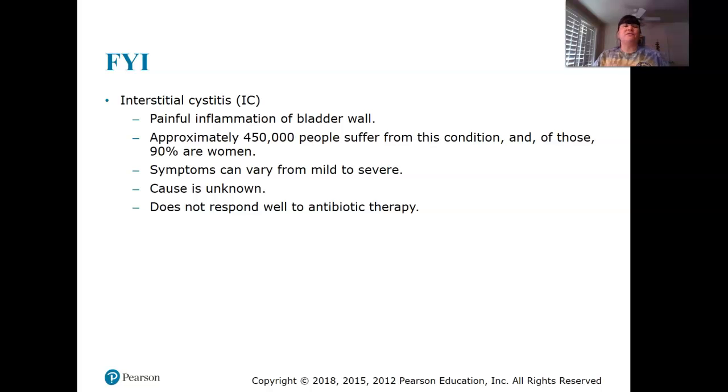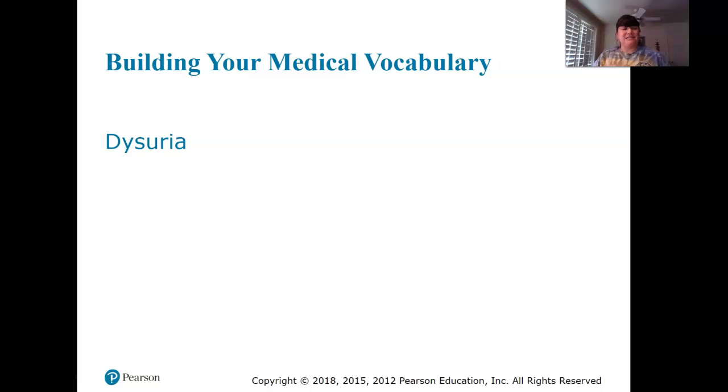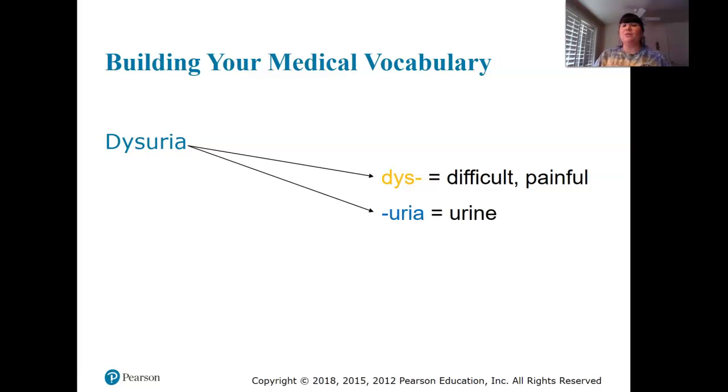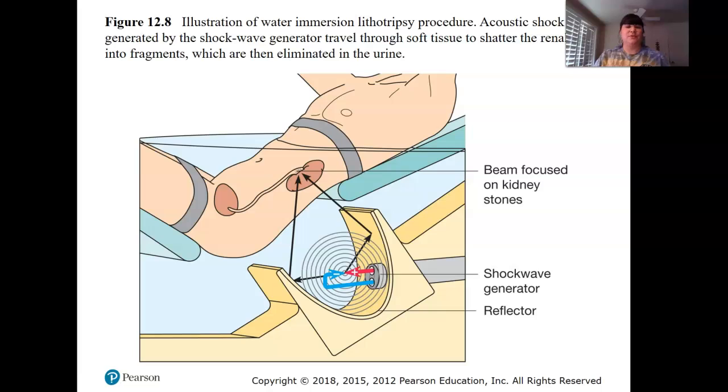Interstitial cystitis, painful inflammation of the bladder, okay? About 450,000 people suffer from this. 90% are women. Symptoms can be varied. Causes unknown. Does not respond well to antibiotic therapy. So that's not very good. Dys, what do you think that means? Is it happening or not happening? Nope. Okay. Difficult, painful. And then uria, we're talking about, yes, urine.